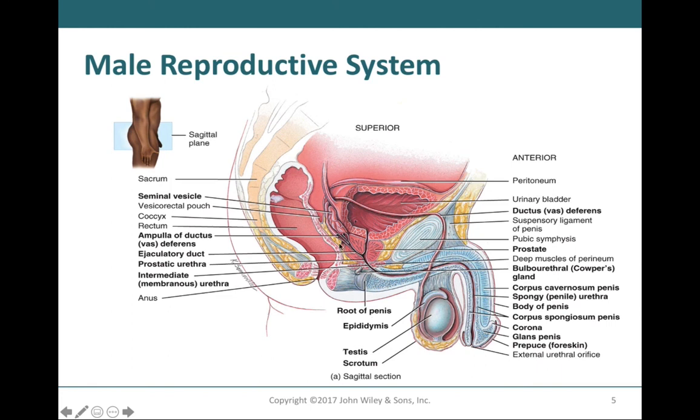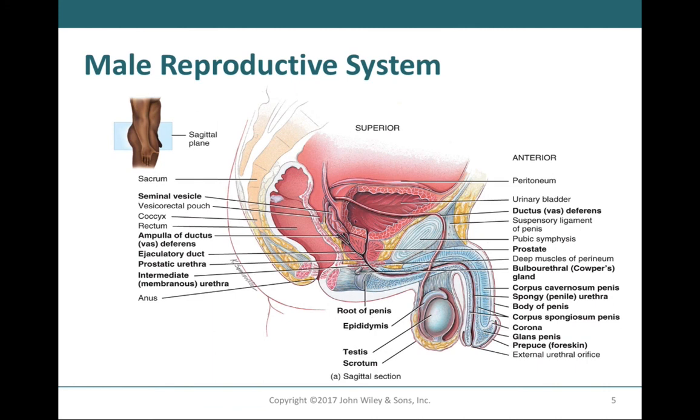The ampulla of the vas deferens is an important landmark because when the vas deferens enlarges, that's going to come together with what's known as the seminal vesicle. The seminal vesicle is one of our accessory organs that will be releasing seminal fluid into this tube. The ampulla of the vas deferens as well as the seminal vesicle will come together, and that will form the ejaculatory duct that will eventually dump into the urethra.